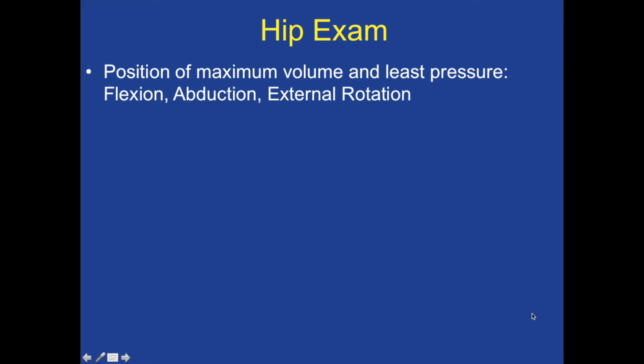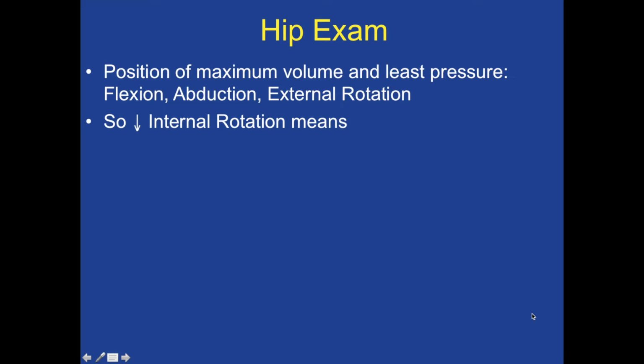So it's important to know that the position of the hip that will allow the most volume and the least amount of pressure is flexion, abduction, and external rotation. So if a patient is holding their hip in that way, which is the figure 4 position, that is because there is some sort of inflammation, irritation, or fluid inside the hip, and they are trying to maximize their volume.